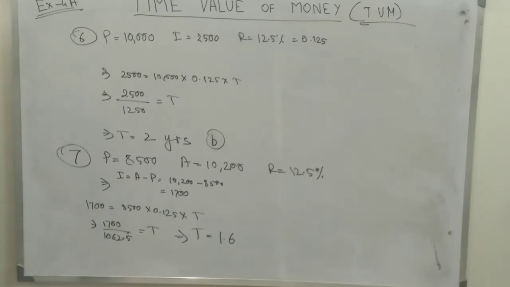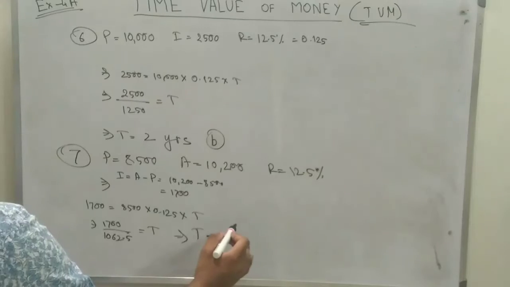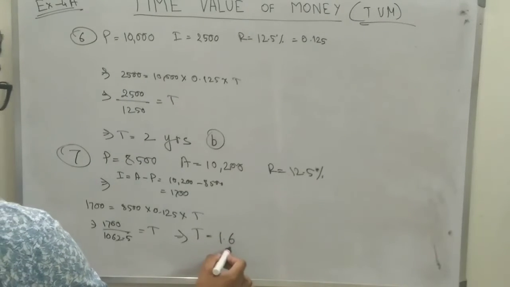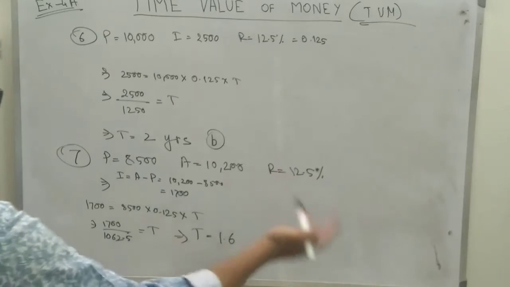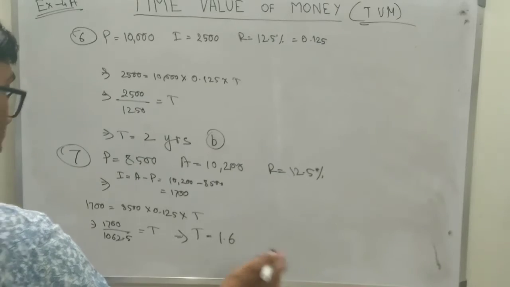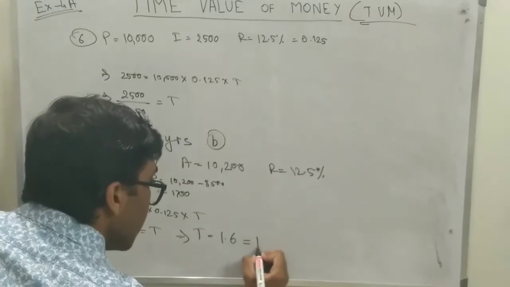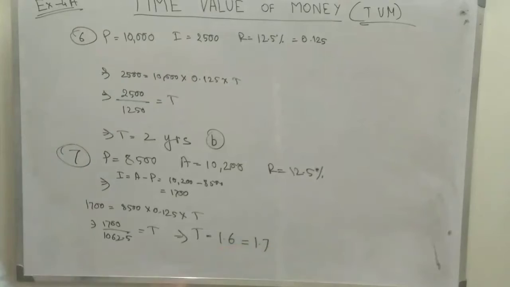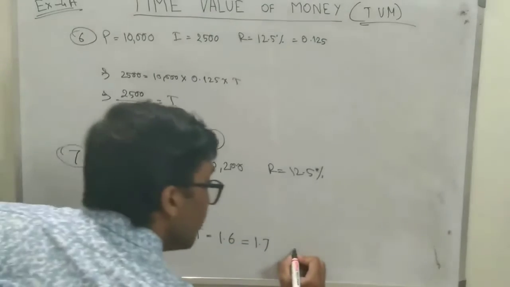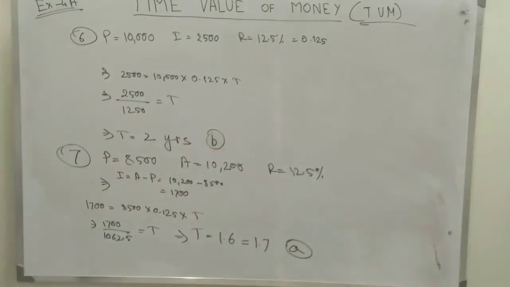Now see, the options in the book are given as: option A is 1 year 7 months, option B is 2 years, option C is 1.5 years, and D none of this. So the closest we are getting is 1.6. That means you cannot reverse, you can go forward for rounding off. Then you can say it is 1.7, that means 1 year 7 months, which will be option A then.